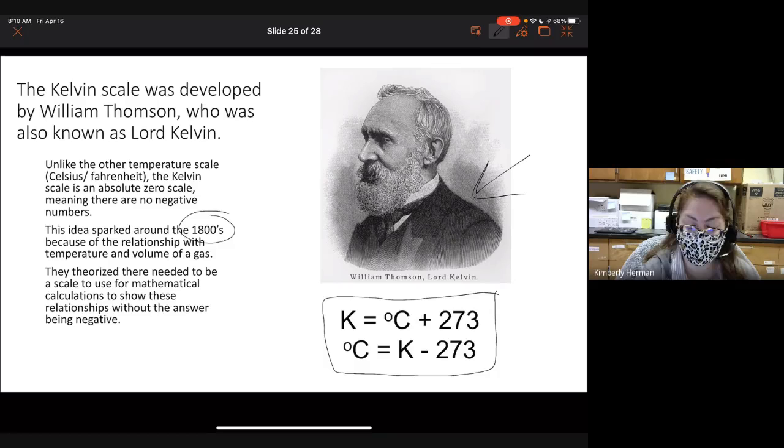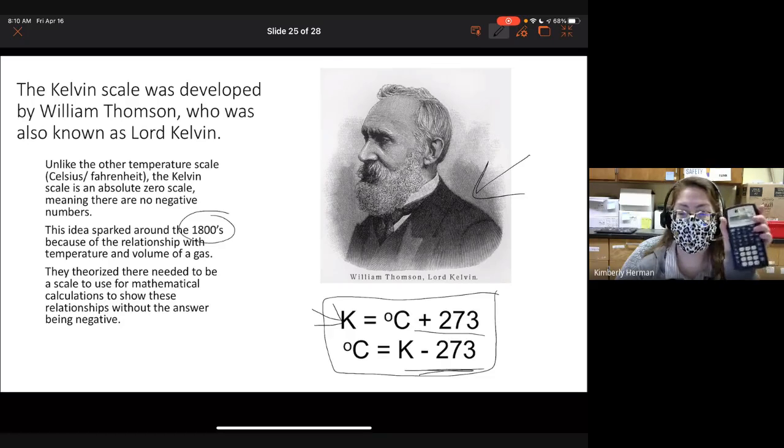If we're trying to get into Kelvin, we're going to be adding 273, and if we need to get out of Kelvin, we're going to be subtracting by 273. So hopefully you have your calculator handy and ready to go.